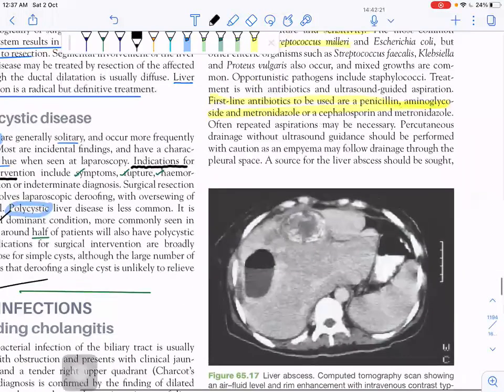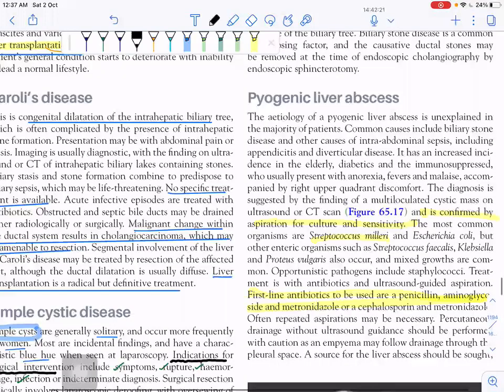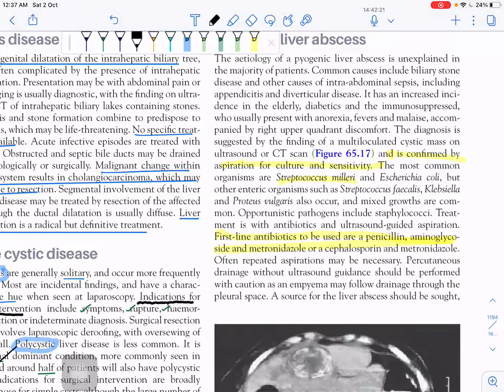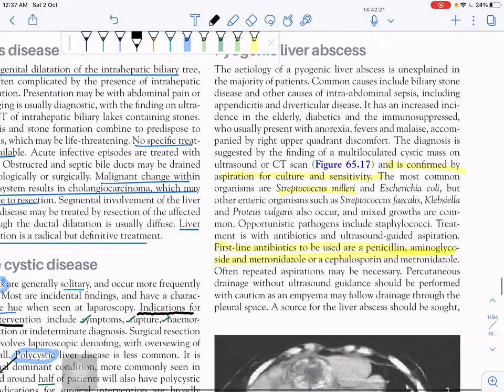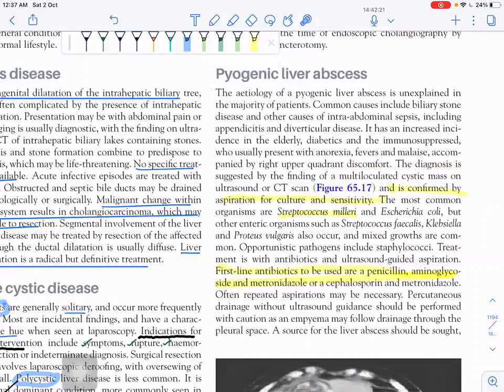I don't need to remember pyogenic liver abscess, I'm just highlighting only the unknown points which are not given in any guide books. Pyogenic liver abscess is confirmed by aspiration for culture sensitivity. First MCQ: the most common organisms are Streptococcus milleri and E. coli. But the enteric organisms such as Streptococcus faecalis, Klebsiella, Proteus also occur. So mixed growths are common.